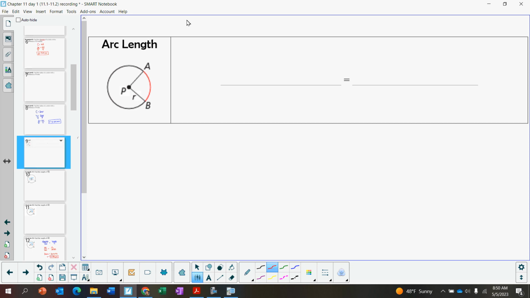So the next thing we're going to talk about is arc length. So we know that arcs are the portion of the edge of the circle, and we could actually measure that as a unit of distance as well as measuring it in degrees. So its measure would be in degrees, but its length would be in inches or feet or meters or something like that. So we're going to set it up as a proportion because this is part of the circle. We're going to put the degrees of that arc over the total circle degrees, which is 360. And then the other side is going to be the length of that arc over the length of the whole circle, which happens to be its circumference.